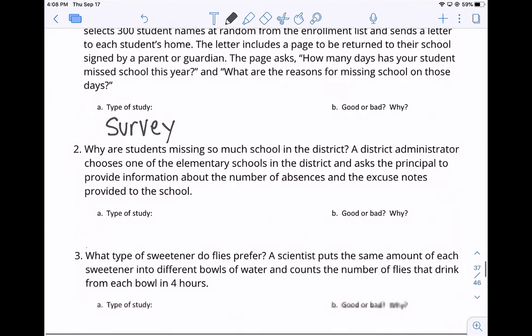All right, let's take a look at number 2. Same situation. Again, why are so many students missing school in the district? But this time, a district administrator chooses one of the elementary schools in the district and asks the principal to provide information about the number of absences and the excuse notes provided to the school. All right, so in this case, we're looking at one school, an elementary school, and the district administrator is asking the principal to get information.